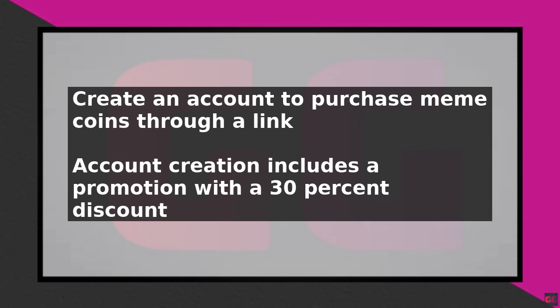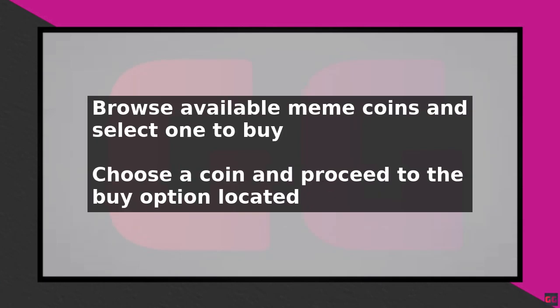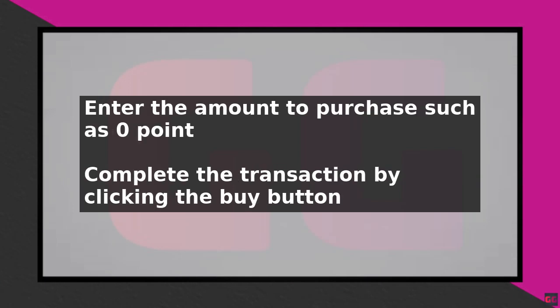Once you've logged in, browse through the available meme coins and select one you're interested in buying, keeping in mind that this is a personal decision and should be made at your own risk. After choosing a coin, click on it and proceed to the buy option, typically located on the right side. From there, you can enter the amount you wish to purchase, such as 0.1 Sol. If your wallet has sufficient funds, you can complete the transaction by clicking the buy button.